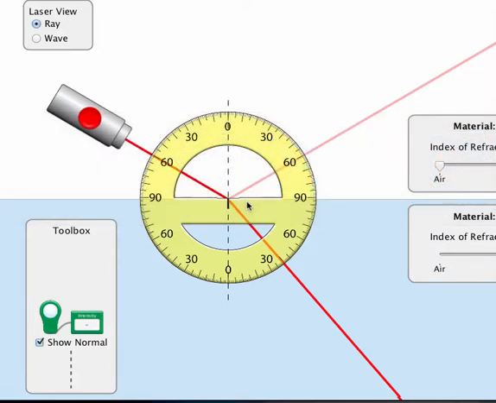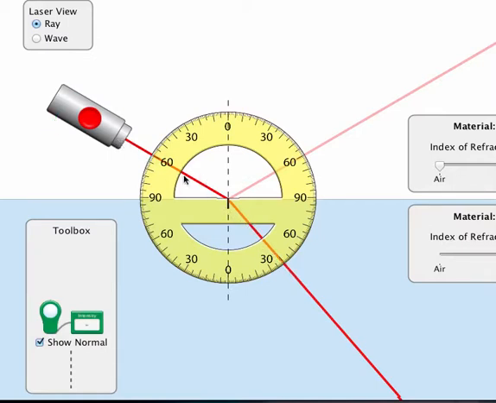Okay, today I want to talk to you about reflection and refraction. Here's a great example of each. Here's a light source that is shining from air onto the surface of water. You'll see that some of the light reflects off the surface and some of the light goes into the surface.